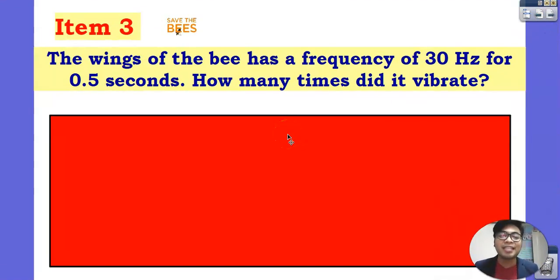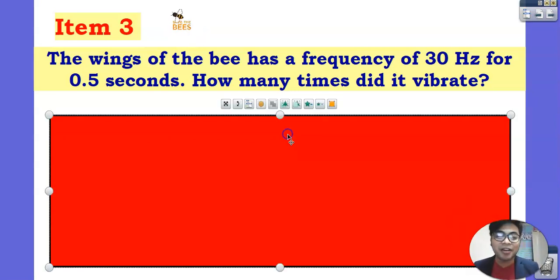Let's take a look at question number 3. The wings of the bee have a frequency of 30 hertz for 0.5 seconds. How many times did it vibrate? So what are we asking here? I'm gonna give you a minute to solve for it. Your time starts. Let's check if you get it correctly.